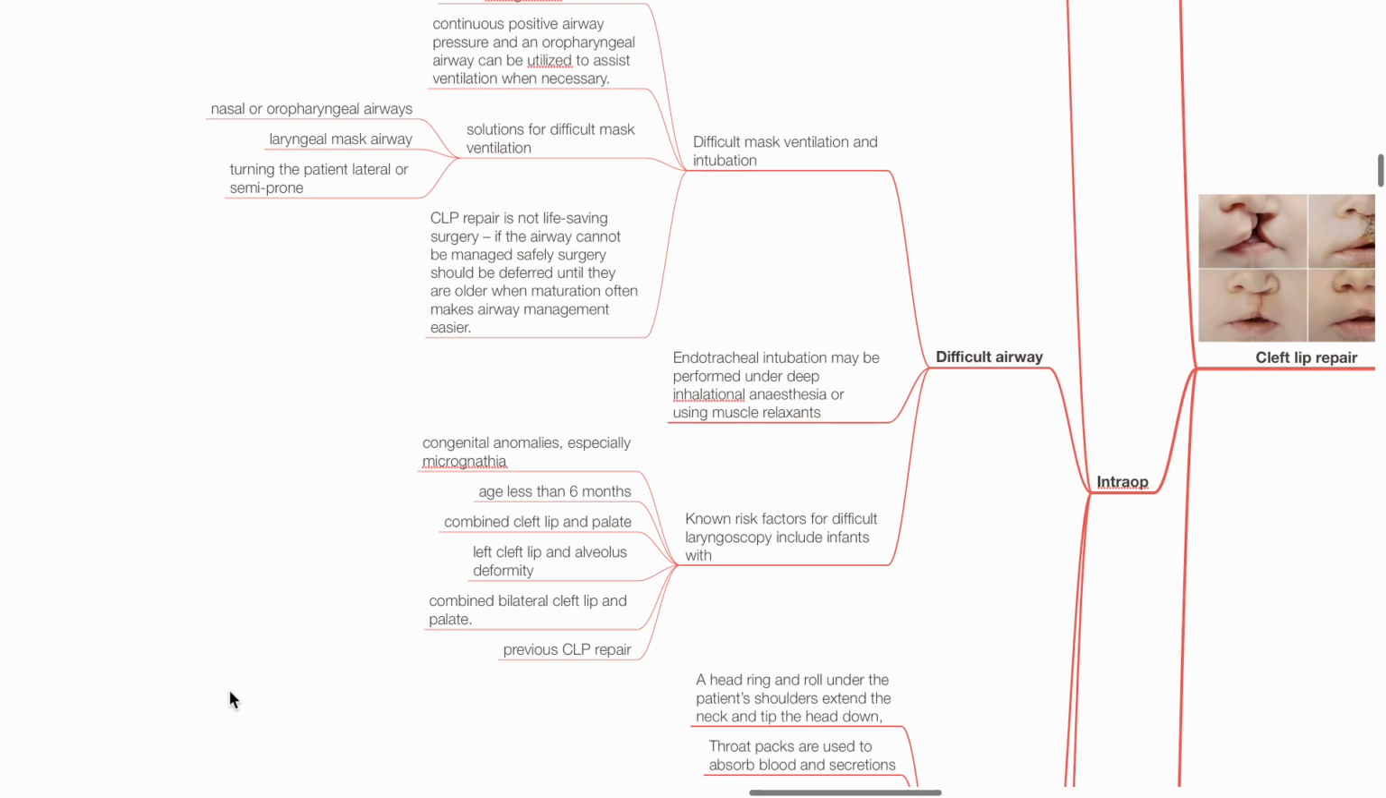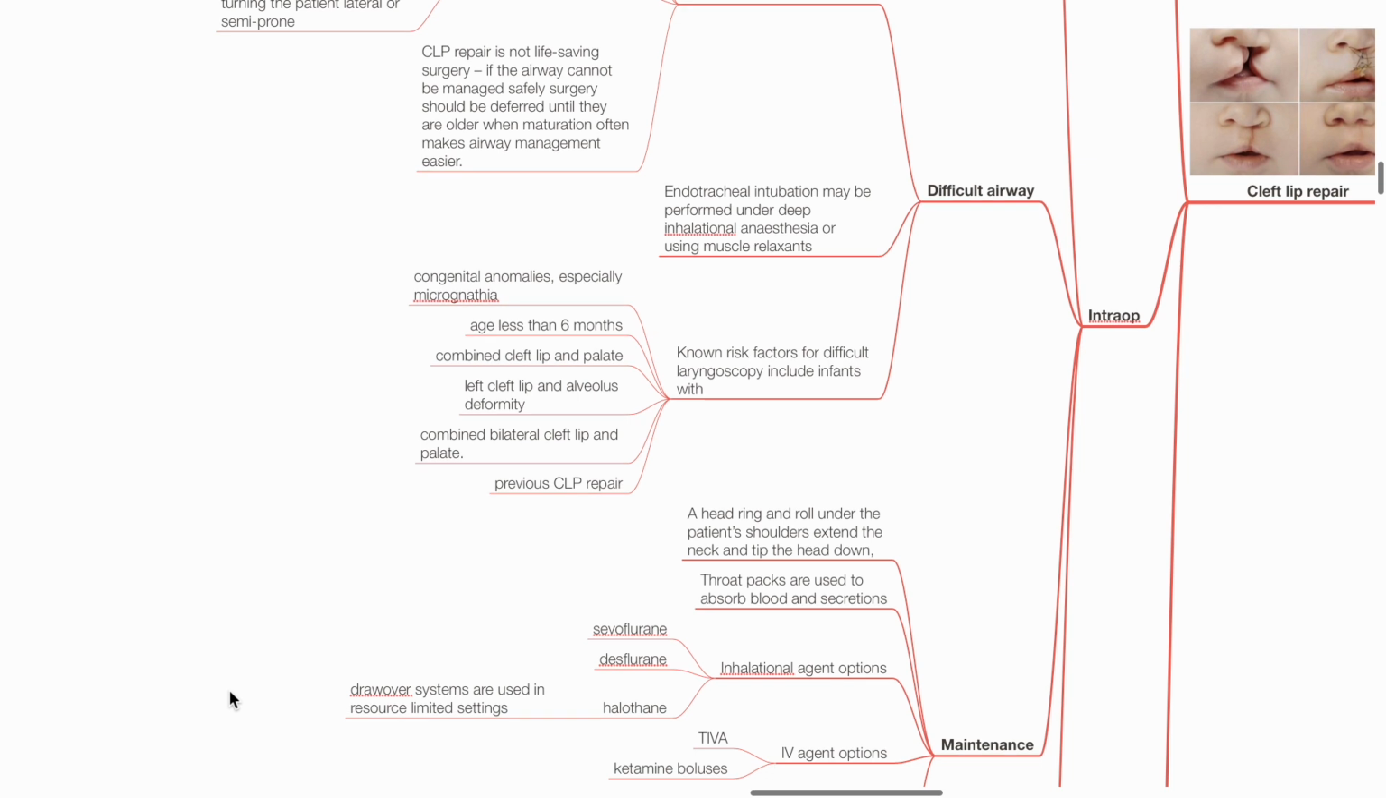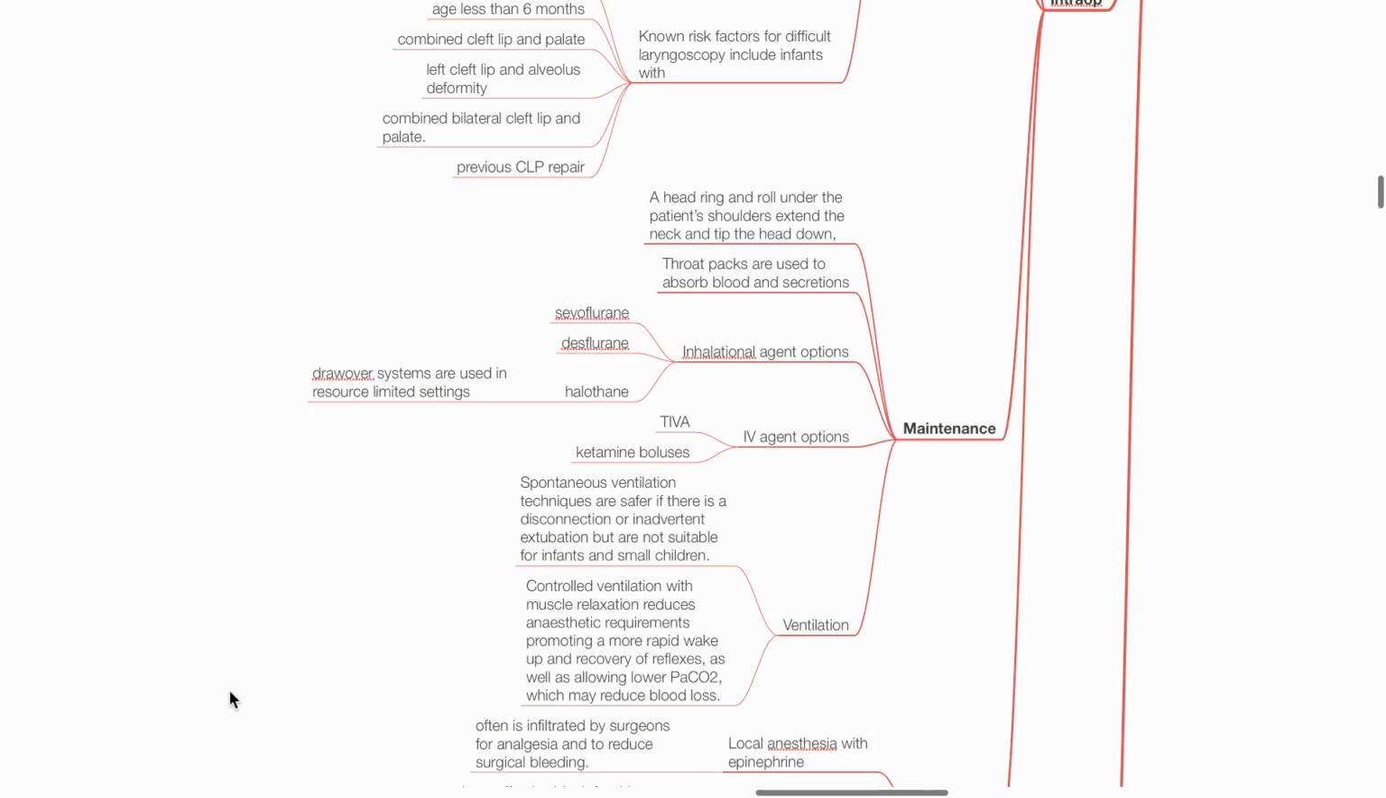Risk factors for difficult laryngoscopy include congenital anomalies, especially micrognathia, age less than 6 months old, combined cleft lip and cleft palate, left cleft lip and alveolus deformities, combined bilateral cleft lip and palate, and previous CLP repair.